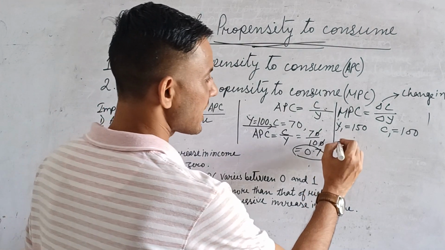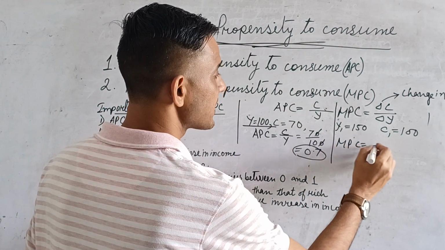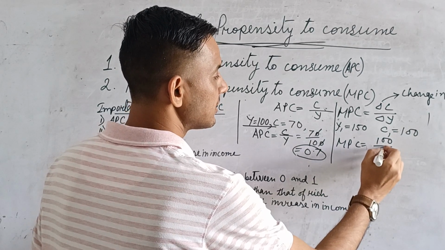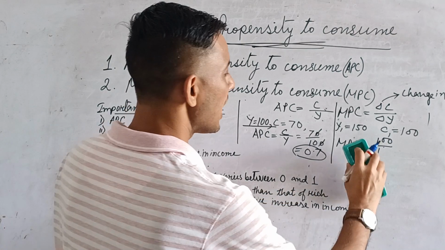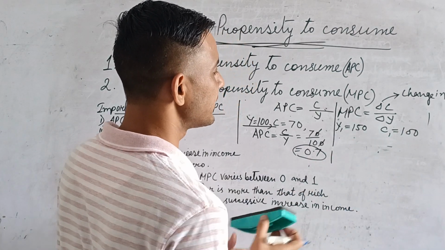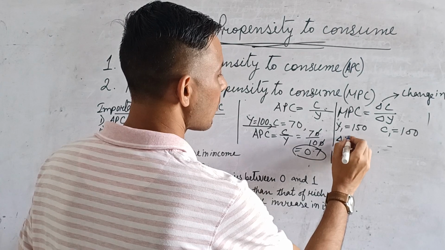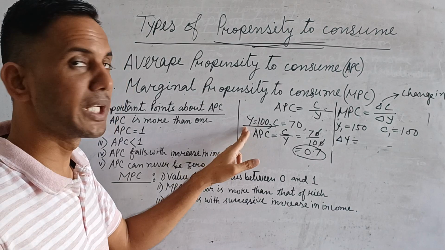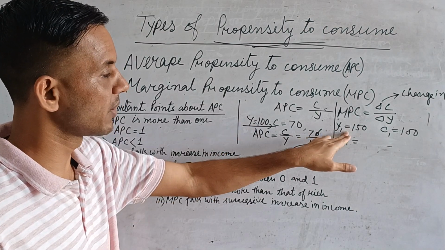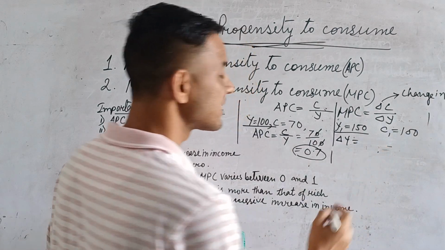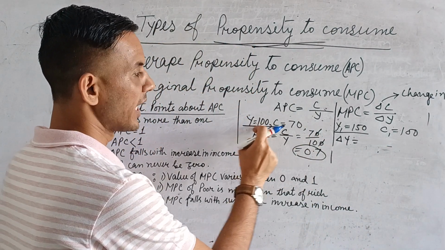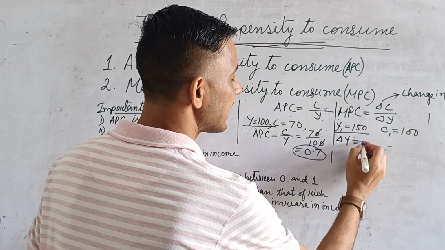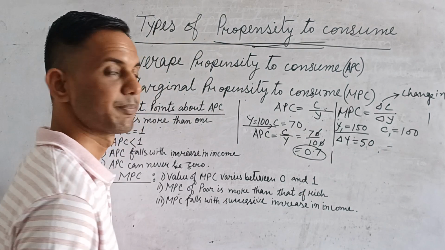So MPC is equal to what? Now you have to find the change in income and consumption. What is delta Y? Change in income. What was your income? 100 rupees. Now what is your income? 150. What is the change in income? Before it was 100, now 150. What is the change? 50. So write here delta Y is 50.